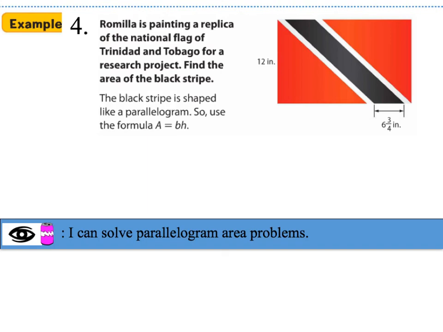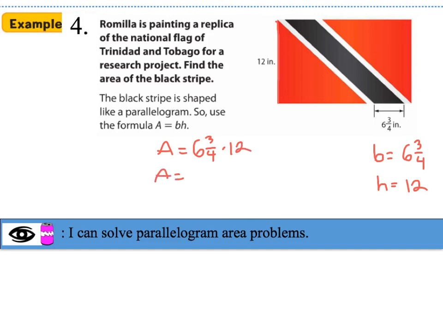For example 4, it says Romelia is painting a replica of a national flag of Trinidad and Tobago for a research project. Find the area of the black stripe. So the black stripe is shaped like a parallelogram, so we can use the formula area is equal to base times height. So my base would be 6 3/4, and the height would be 12 inches. So let's go ahead and plug this in. Area is equal to our base, which is 6 3/4, times our height, which is 12.